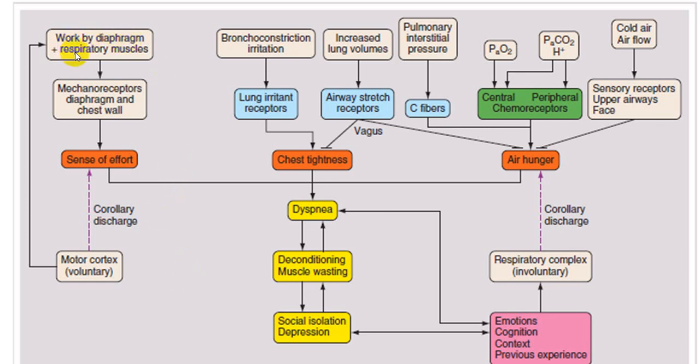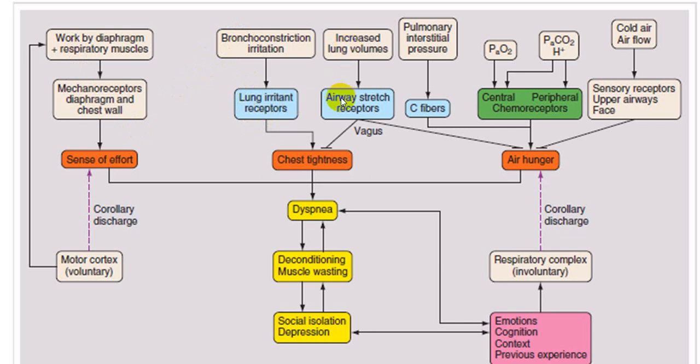Whenever there is excess work by the diaphragm, mechanoreceptors of the diaphragm and chest wall muscles will be stimulated. They will sense an effort, and that will give rise to dyspnea. As well as the motor cortex will be stimulated by other factors which will also make a sense of increased effort, and it will increase your respiratory movements, that is, respiratory muscles, hyperapnea and tachypnea, both will stimulate the mechanoreceptors. Bronchoconstriction will give rise to lung irritation, and there will be stretching of the J receptors.